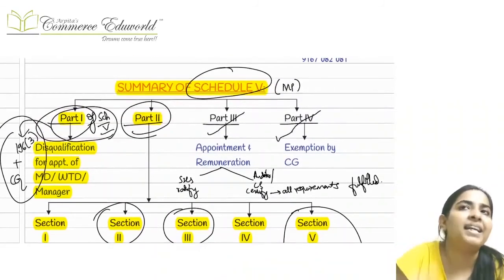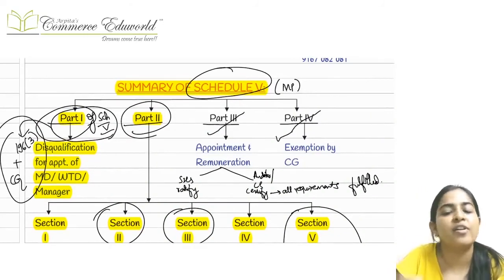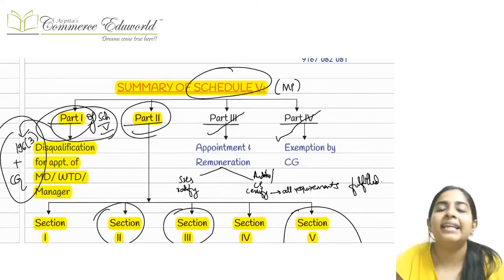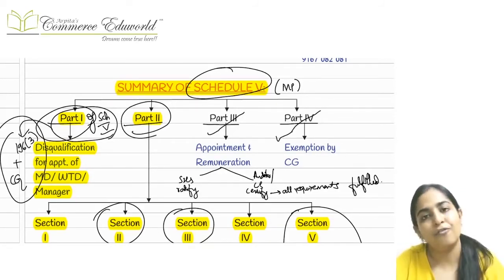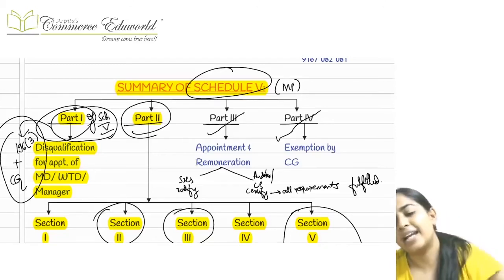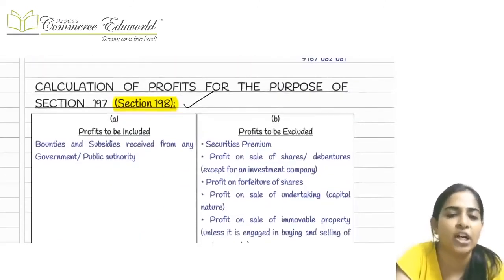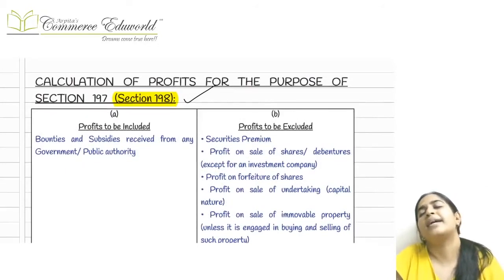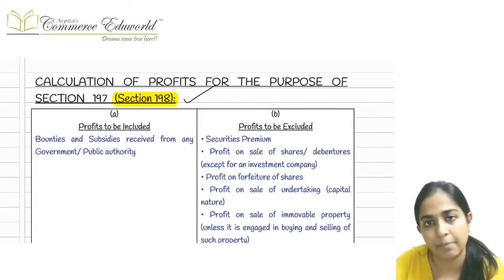Then coming on to part 3. Part 3 was talking about the procedure, that is appointment and remuneration will be approved by the shareholders, and then the auditor and the CS are also going to certify that all the requirements have been fulfilled. And the last part says that exemption can be provided by the central government to any specific company or to specific classes of companies.